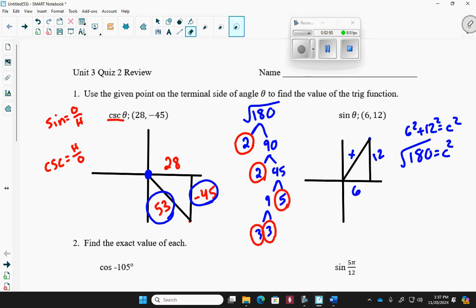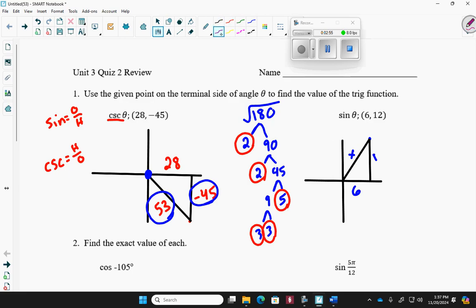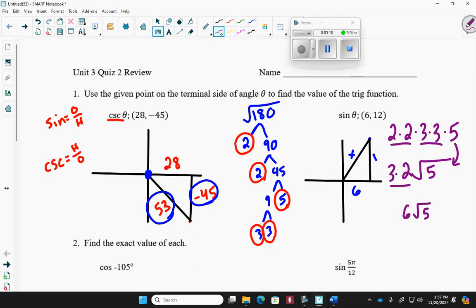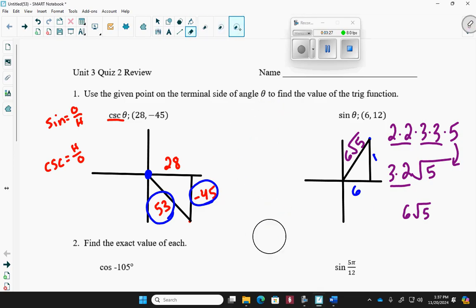Let me clean up some space so we can write. I'm going to list them for organization: 2 times 2 times 3 times 3 times 5. Now this is my working answer. Remember, the rule is whenever you're able to make a pair, you put one on the outside. So a pair of 2s, a pair of 3s. Anything that's a singleton goes inside the radical. So I multiply 3 times 2, and I get 6 radical 5. So that is my new hypotenuse, 6 radical 5.